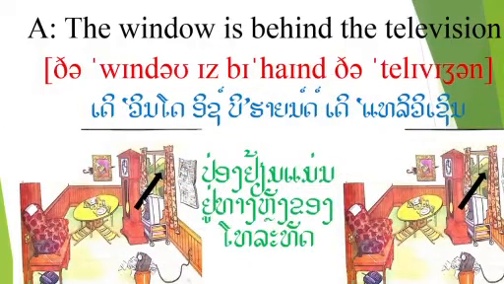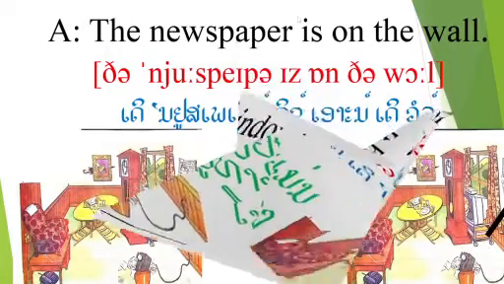The black arrow points to the window now. The window is behind the television. The window is behind the television. Right, next answer.